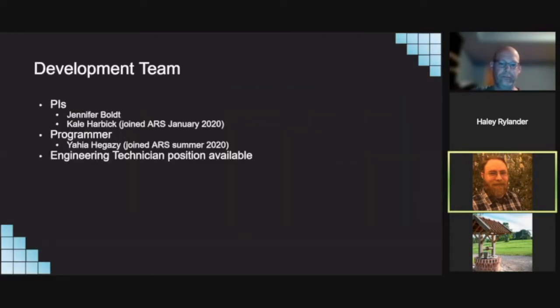There was quite a gap from then till now in terms of development because there were hiring freezes in place, but now we have a solid team in place. Jennifer and I co-lead the project, and we have a programmer hired last year named Yahya, who has been hard at work updating the program in preparation for our version 4 release. We also have a vacant position, engineering technician. So if anyone's interested in that, feel free to contact me.